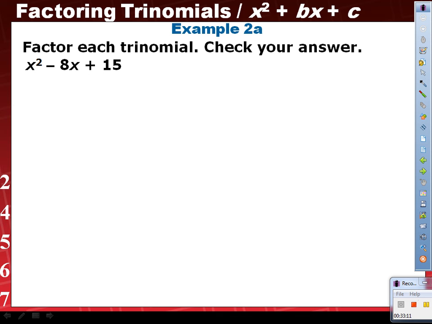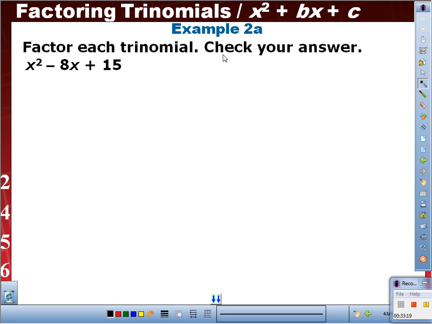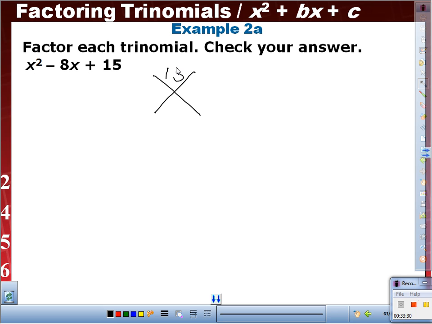X squared minus 8x plus 15. Do this one together. Let's go a little bit faster. What do we check for first? GCF. There is none. Power Rangers. What goes on top? 15. That's my product. What is my sum? Negative 8. Factors of 15 are 1 times 15, 3 times 5. What factors of 15 give us 15, but when you add them, give us negative 8?